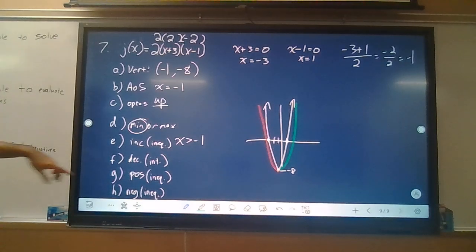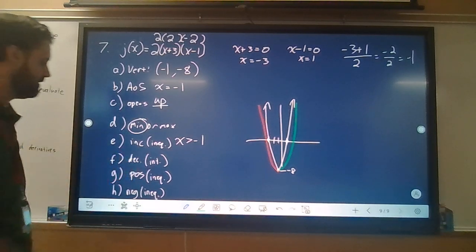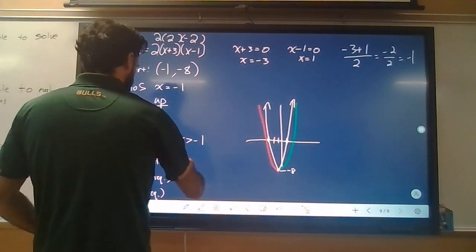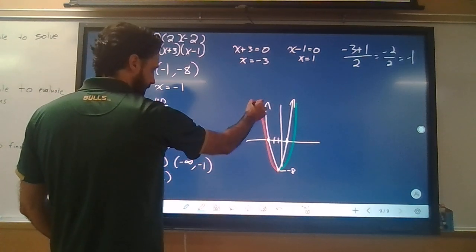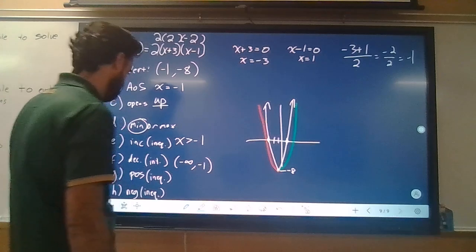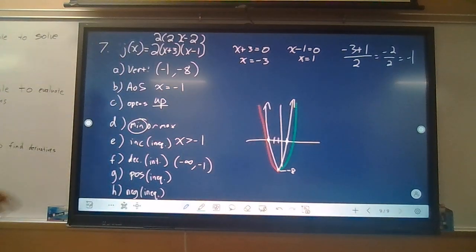Okay. Decreasing in interval notation, that would be -infinity to -1. Again, it's the leftmost x comma the rightmost x. All right. What I will spend more time on now is the positive versus negative. You should be prepared for either interval or inequality here, even though these both ask for inequality.